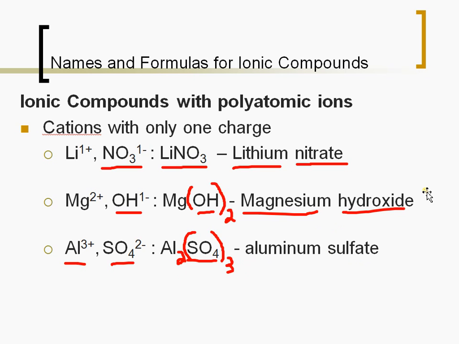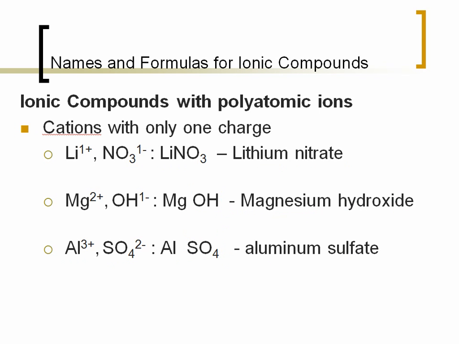So these examples illustrate cations with only 1 charge. We're now going to do some examples when it has more than 1 charge.